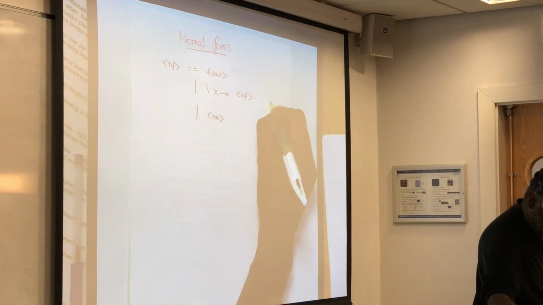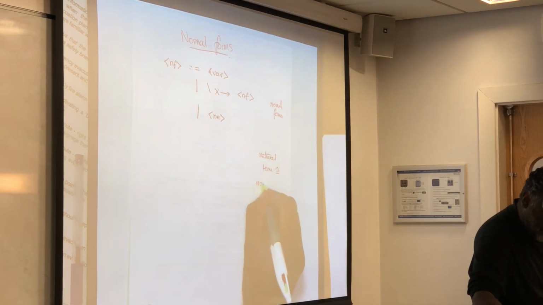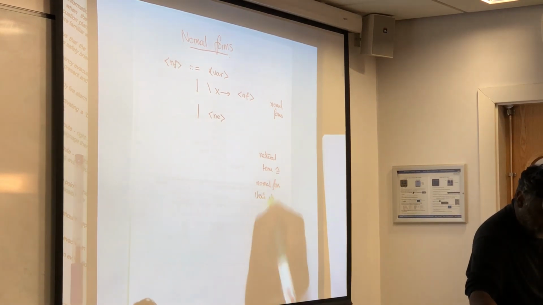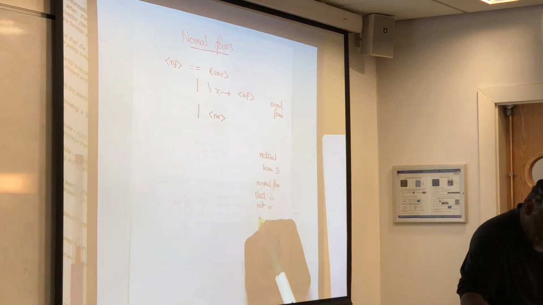So these are normal forms. And a neutral term, remember this is a normal form that is not, sorry, that's a neutral. That is not an abstraction.